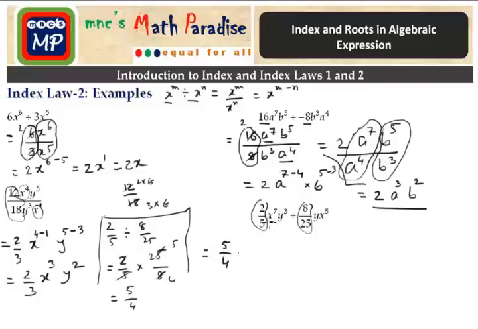Now x to the power 7 divided by x to the power 5. It will be x to the power 7 minus 5, because the numerator's power is 7 and the denominator's power is 5. And y to the power 3 divided by y with nothing, which means power 1, so we get y to the power 3 minus 1, numerator's power minus denominator's power. So we get 5 by 4 x to the power 7 minus 5 is 2, 3 minus 1 is 2. So 5 by 4 x squared y squared.